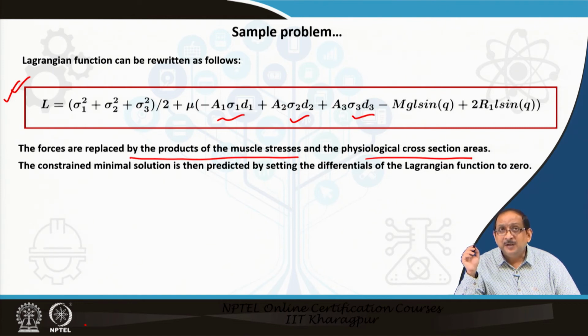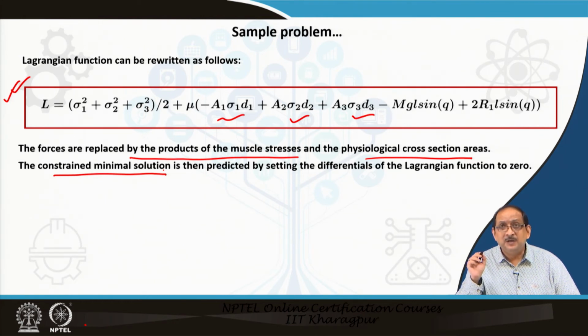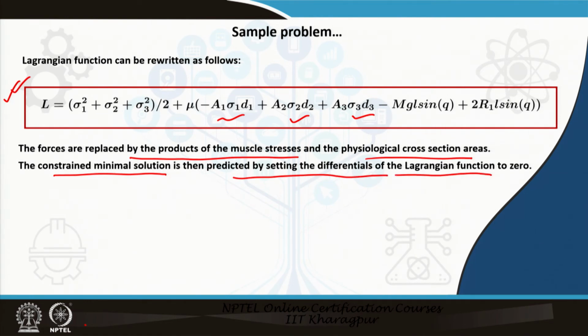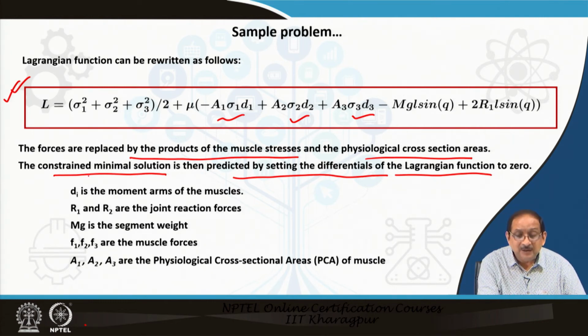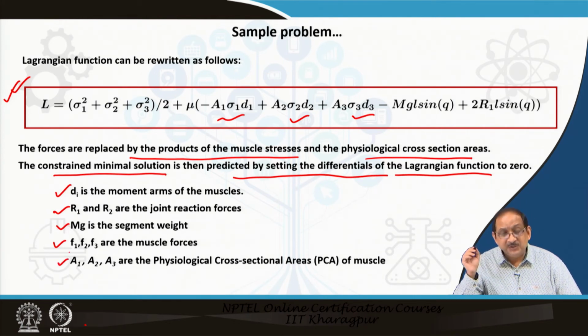The constrained minimal solution, please note here, very important statement, is then predicted by setting the differentials of the Lagrangian function to 0. Now, here as you can see, di is the moment arms of the muscles, R1, R2 are the joint reaction forces, mg is the segment weight, whereas F1, F2, F3 are the muscle forces, and A1, A2, A3 are the physiological cross-sectional area PCA of the muscle.